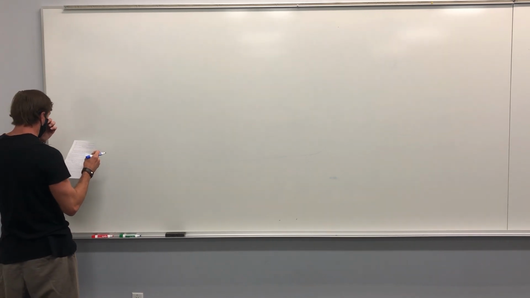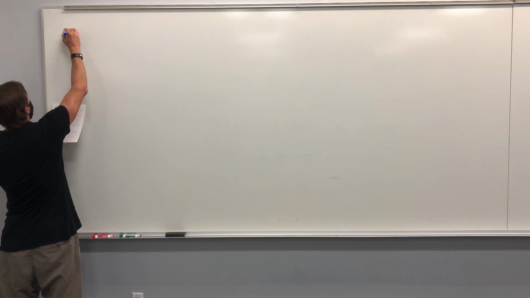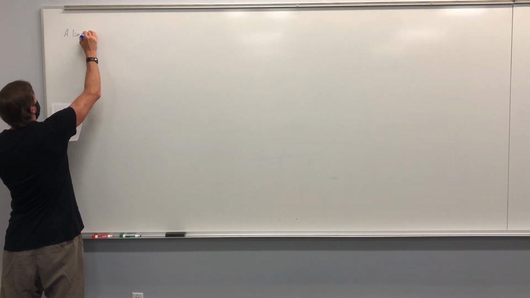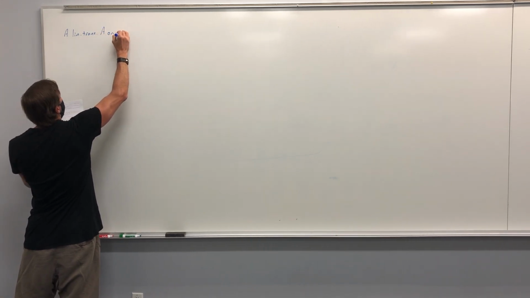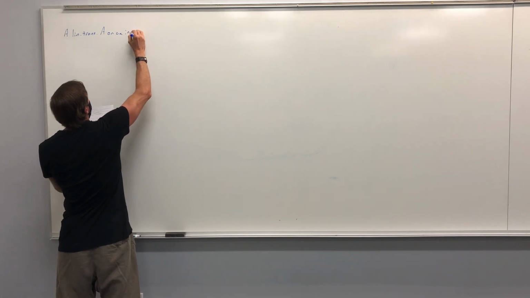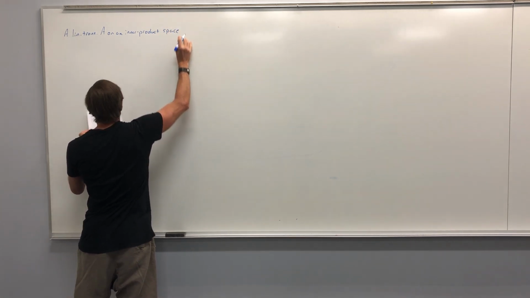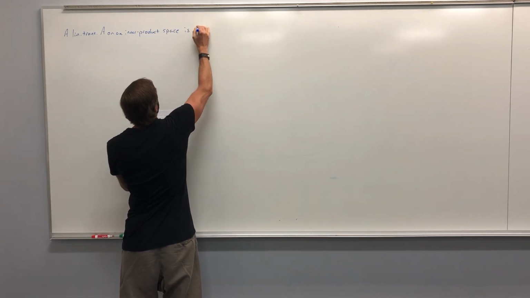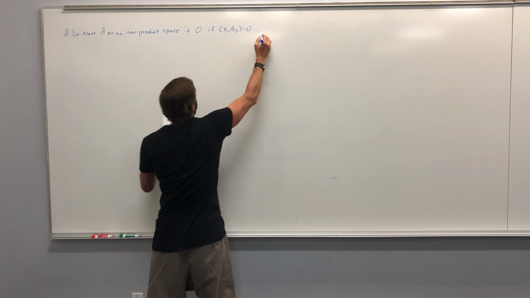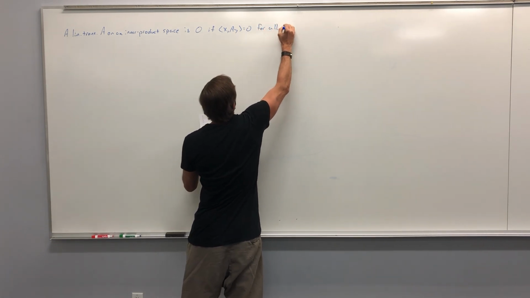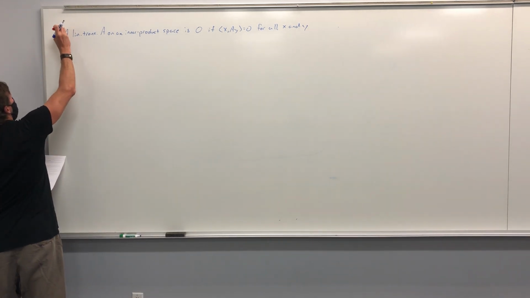Now, I want you to remember the theorem that I wrote down here, and I'm going to write it up here, because it's going to be in comparison to other things. A linear transformation A on an inner product space is 0 if x, A y equals 0 for all x and y. That was a theorem we talked about earlier.